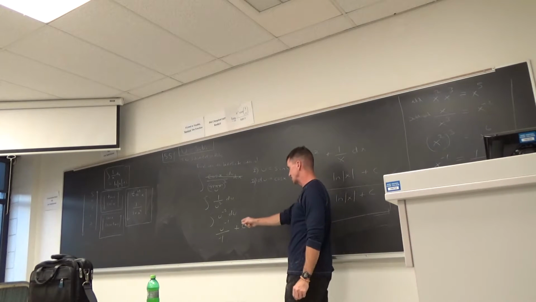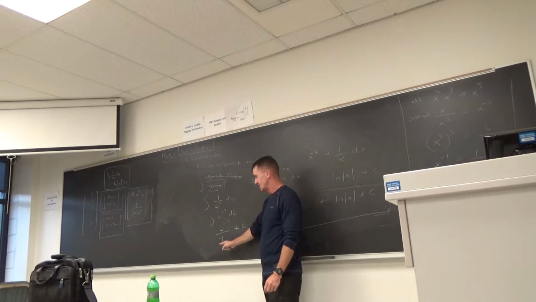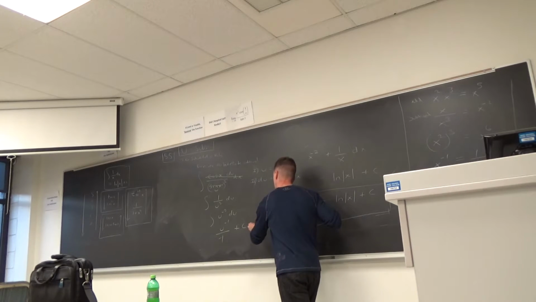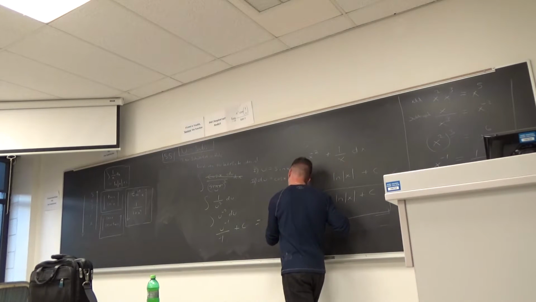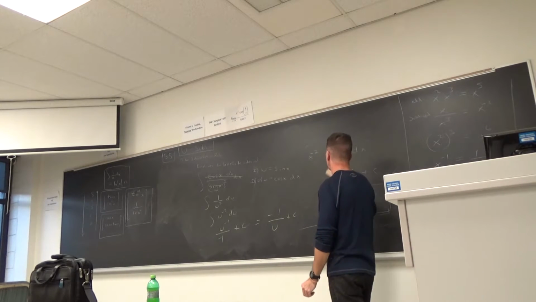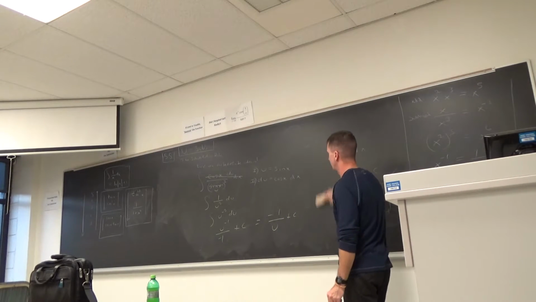So this will be similar to that other one. I'll bring that below and just keep it negative. It'll be -1 over u. And u is sin x.